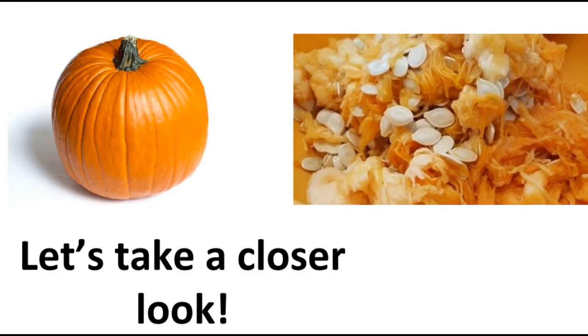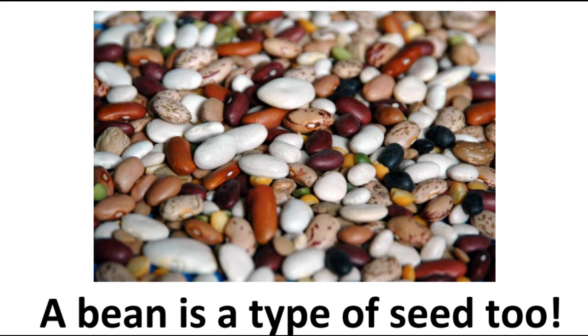Let's take a closer look at the pumpkin. This pulp in here, can you find the pumpkin seed? Good job, it's the little white seed. For our bean plant experiment, the bean is a type of seed too, and you can use any type of bean you have lying around in your pantry.